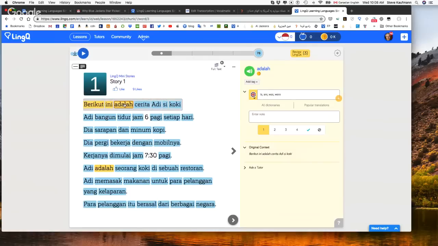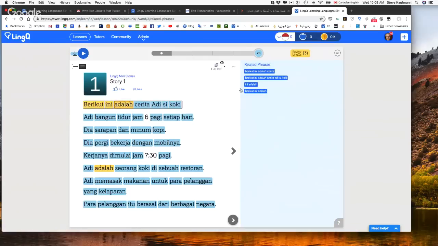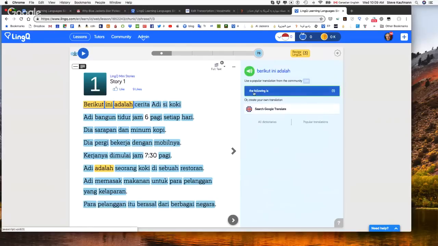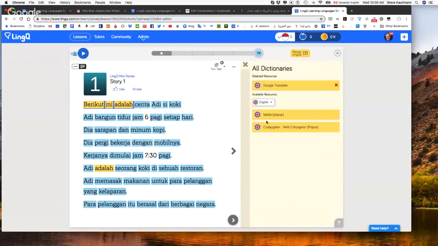Ini is adalah. Now, there are related phrases that I could use, these are phrases that other people have saved. I might want to say Berikut ini adalah. Now, that may even be a wrongly translated phrase. Let's see what we have in the way of dictionaries. We have Google Translate and Babla. That's all we have. Does Babla, verb conjugator.